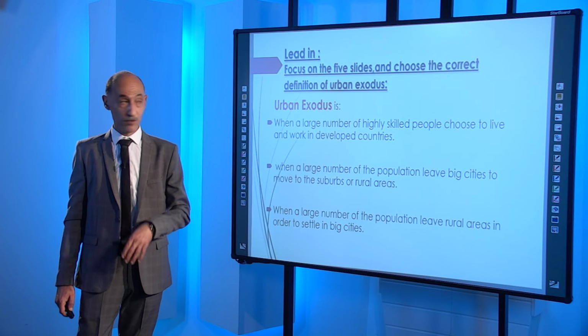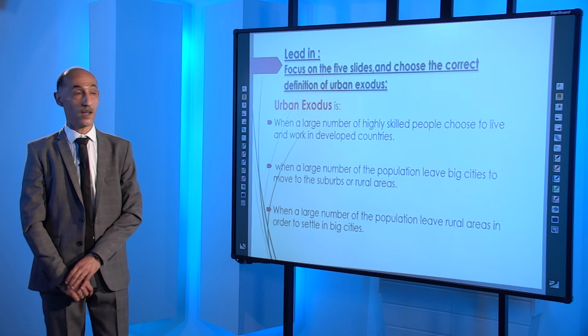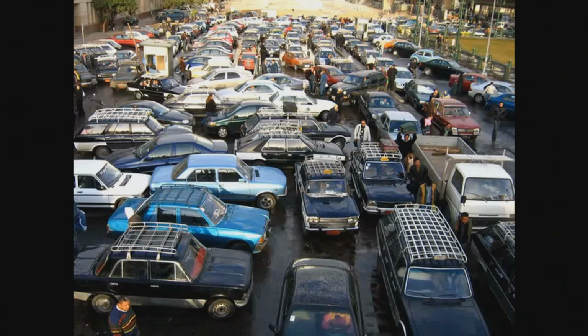To help you guess the meaning or make the right choice, we have a group of slides. We'll focus on them. There are 5 slides, and they hopefully will help us guess the right meaning.